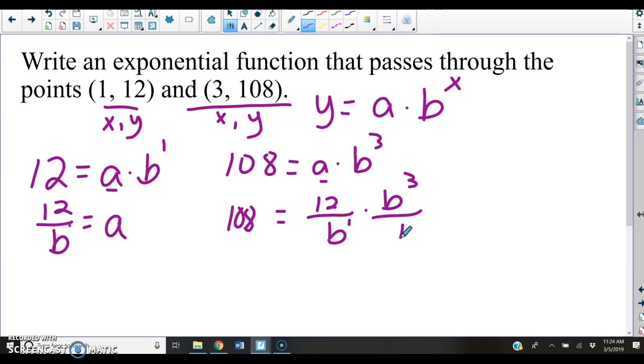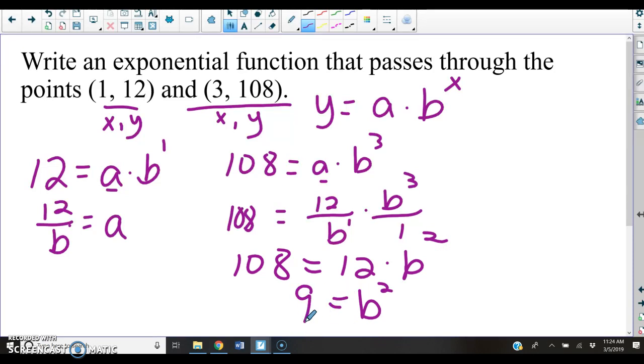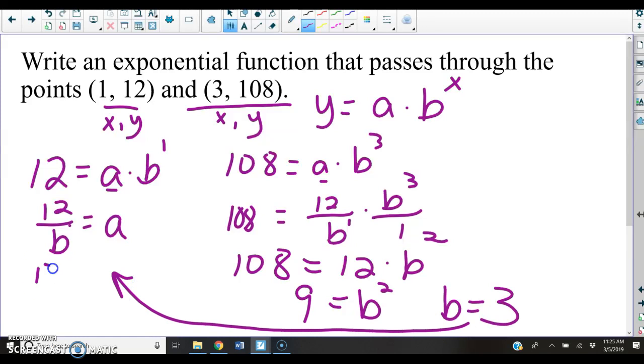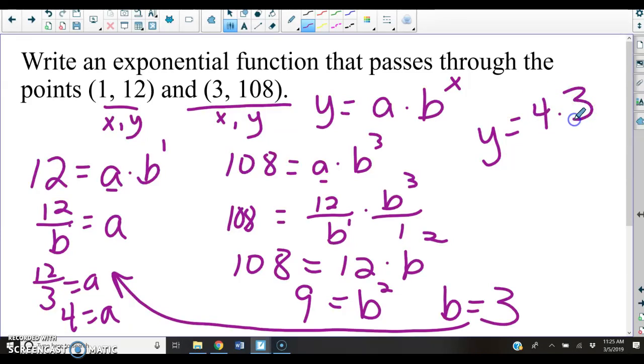what will happen is the b's would cancel, so we'd have 108 equals 12 times b squared. And when you divide out the 12, b squared equals 9. Remember, your base is always greater than 1, so you don't have to worry about plus or minus in this case. But b is 3. Then you've got the answer for b. You come back over and put the 3 in place of b, so you get a equals 4. And now you can write your equation: y equals 4 times 3 to the x.